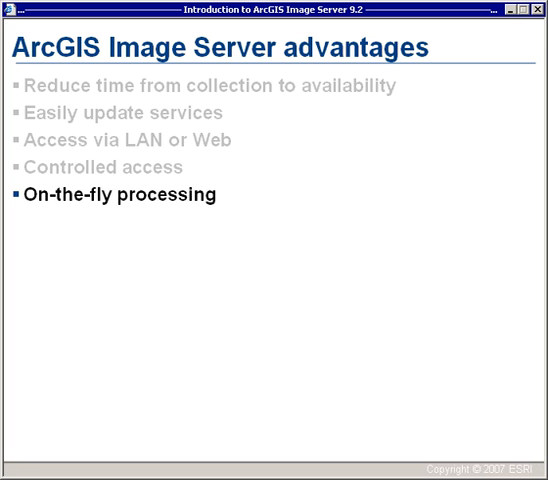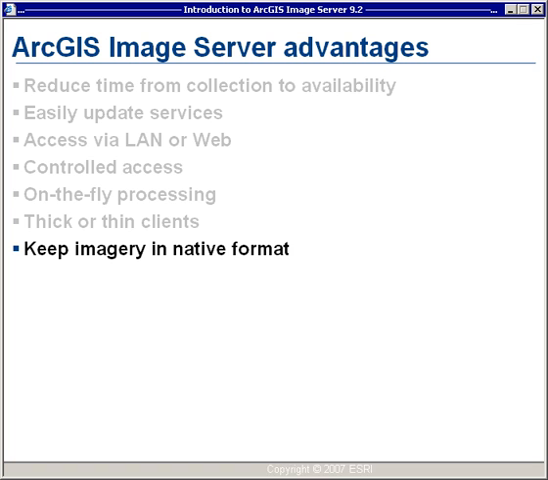Another set of advantages stems from the fact that the Image Server host performs all the processing on the fly. That is to say, all geometric and radiometric corrections are done while the image service is being fulfilled. Because of this, both thick clients, like ArcGIS Desktop, and thin clients, like web browsers that do not have GIS capabilities, can request and receive imagery from Image Server. This also means that the imagery can be kept in its native format, as it was provided by the image vendor, without the need for maintaining additional copies. This imagery can be stored as files or within a DBMS.